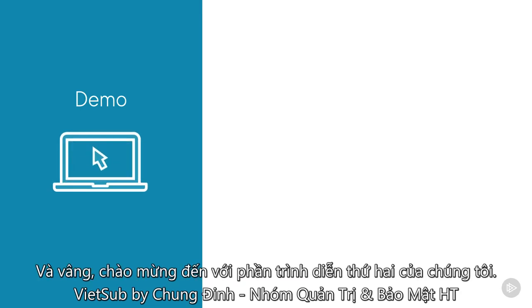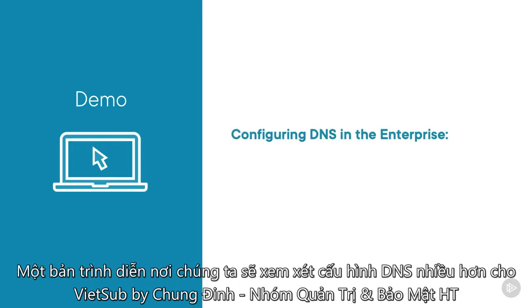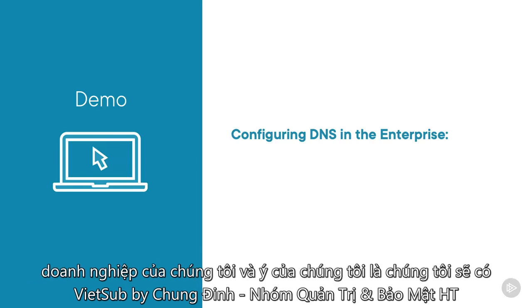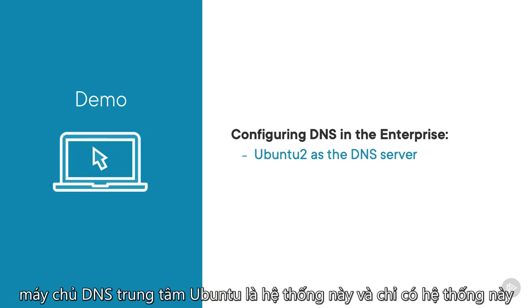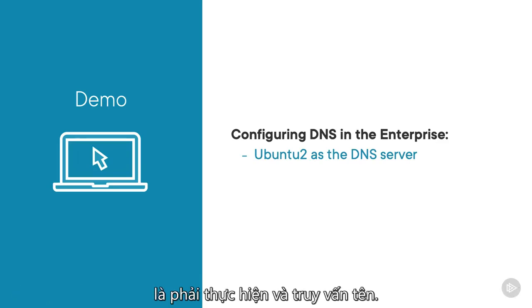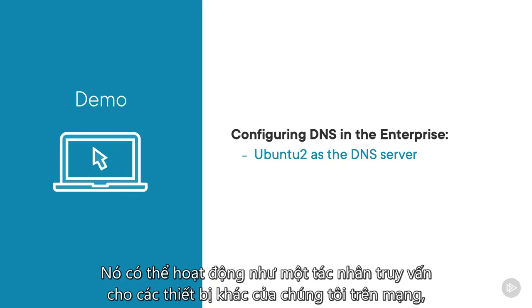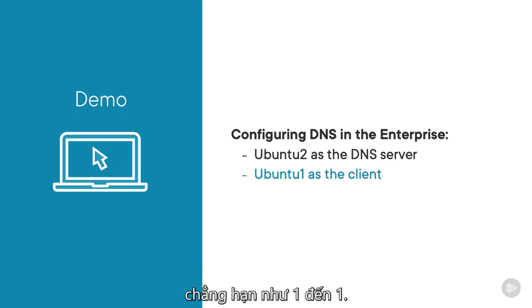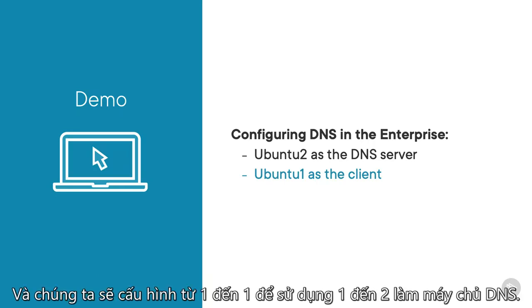And yes, welcome to our second demonstration, where we're going to be looking at configuring DNS more for our enterprise. What we mean by that is that we're going to have our central DNS server, Ubuntu 2. It is this system and only this system that needs to venture out to the internet and the dangerous place that might be to go through and do name queries. It can act as a query agent for our other devices on the network, such as Ubuntu 1. And we're going to configure Ubuntu 1 to use Ubuntu 2 as its DNS server.